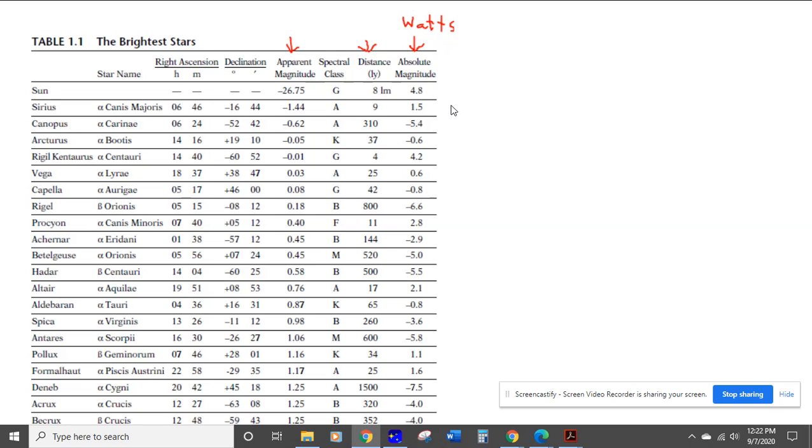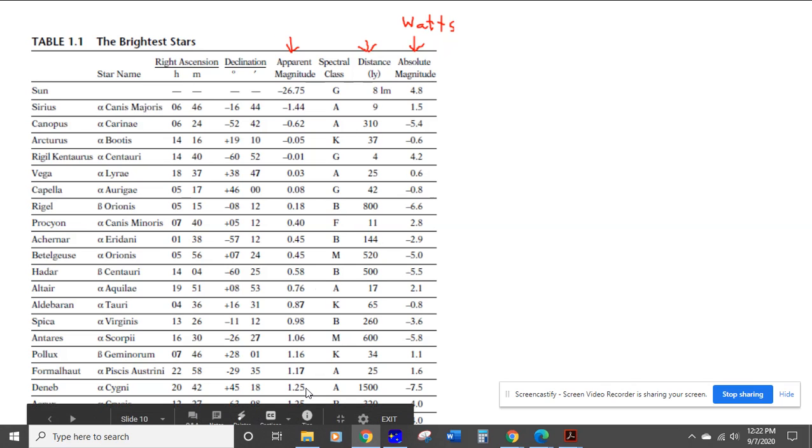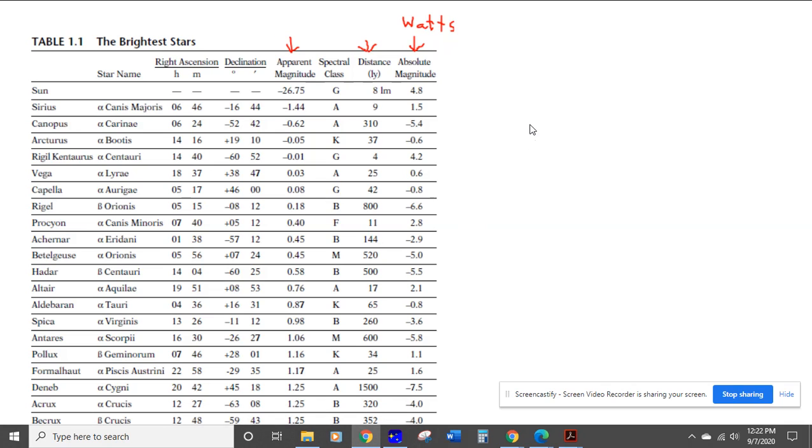But look at its absolute magnitude. Deneb is negative 7.5, which is the most negative. Therefore, it is the absolute brightest star on this chart here. But look how far away it is. It is 1,500 light years away, so it appears dim. See how it's 1.25? Okay, so go ahead and answer some questions, and that will conclude video 4.